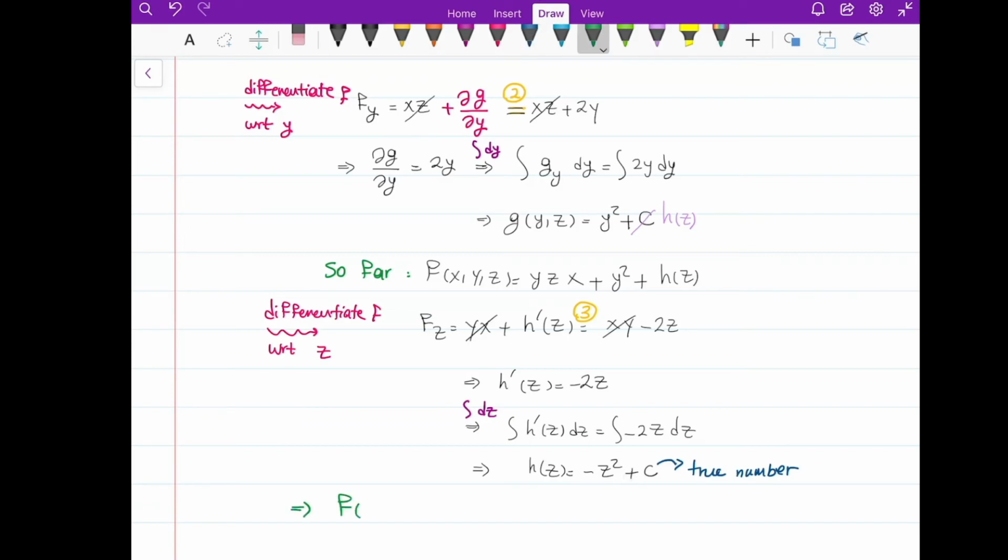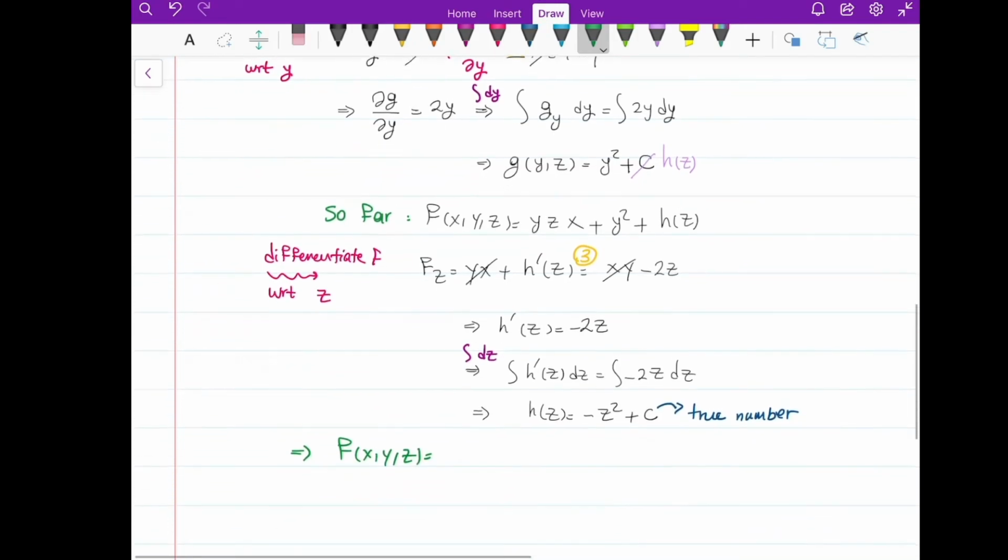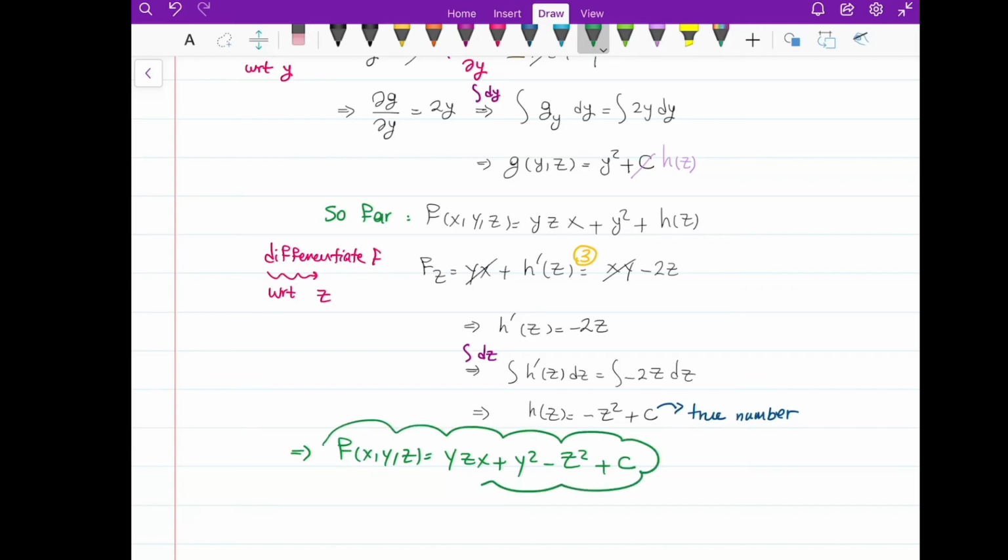We have f of x, y, and z is equal to yzx plus y squared plus h of z. H of z is here. Negative, actually. Negative z squared plus a constant c. Perfect. That's the potential function.